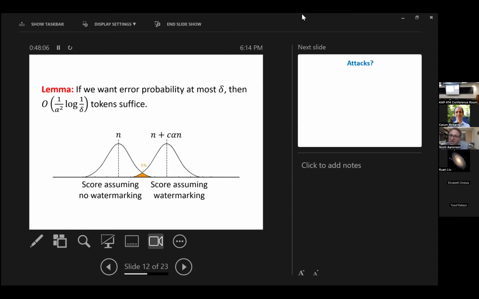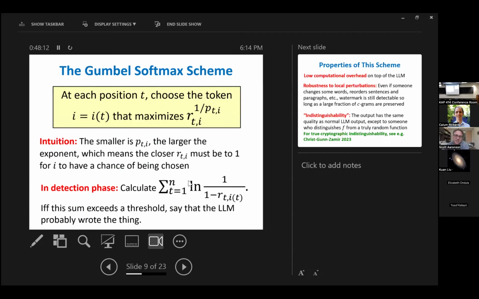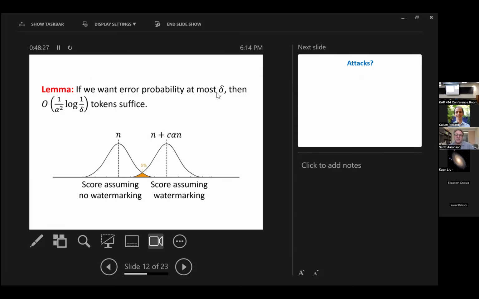Okay, basically this sum that we defined has a certain mean and a certain variance. In watermarked text, it has a larger mean, and in unwatermarked text, it has a smaller mean. Now we just need enough text that we get two Gaussians whose tails don't overlap very much.